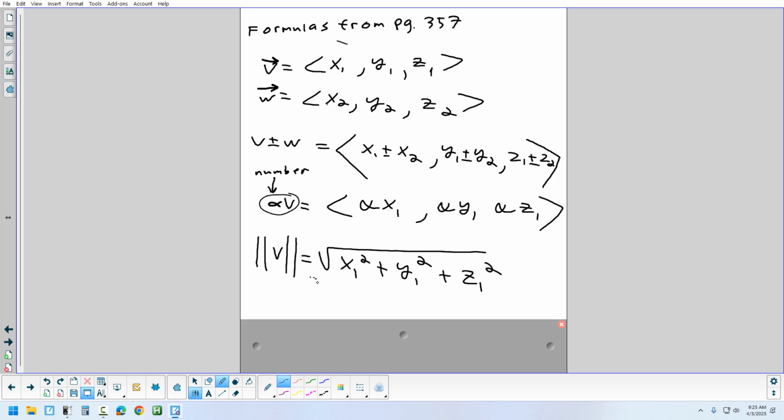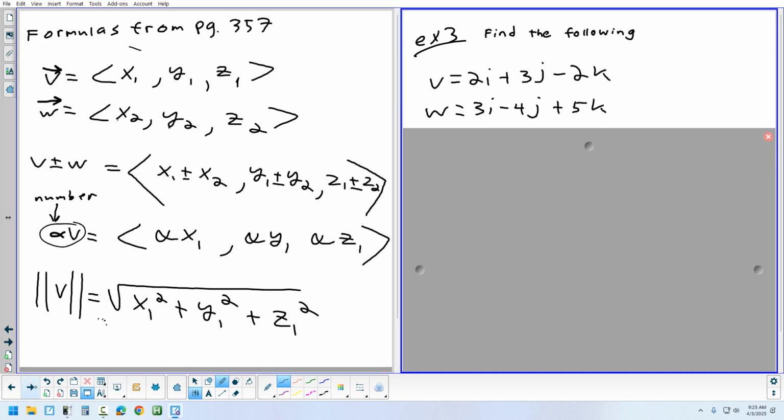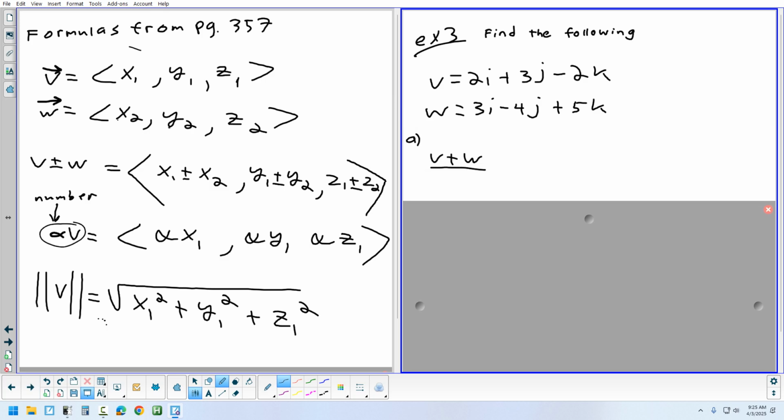All right, so let's try a few of those. Okay, here are our two vectors. We've got 2i plus 3j minus 2k, and 3i minus 4j plus 5k. So let's just add here, and let's do it as a unit vector. Okay, unit vector notation.